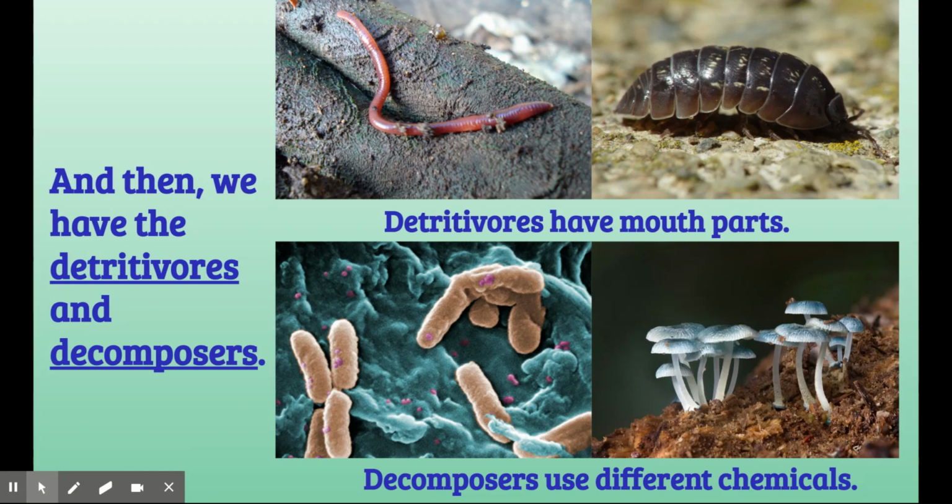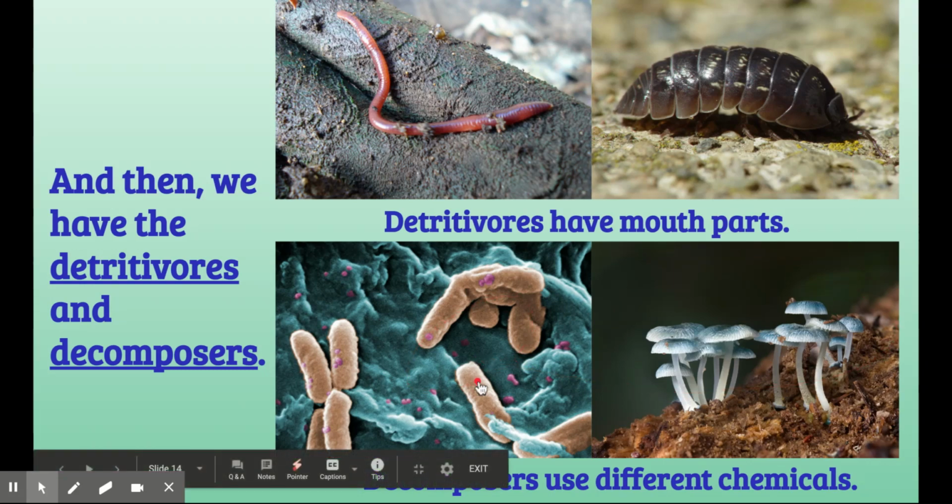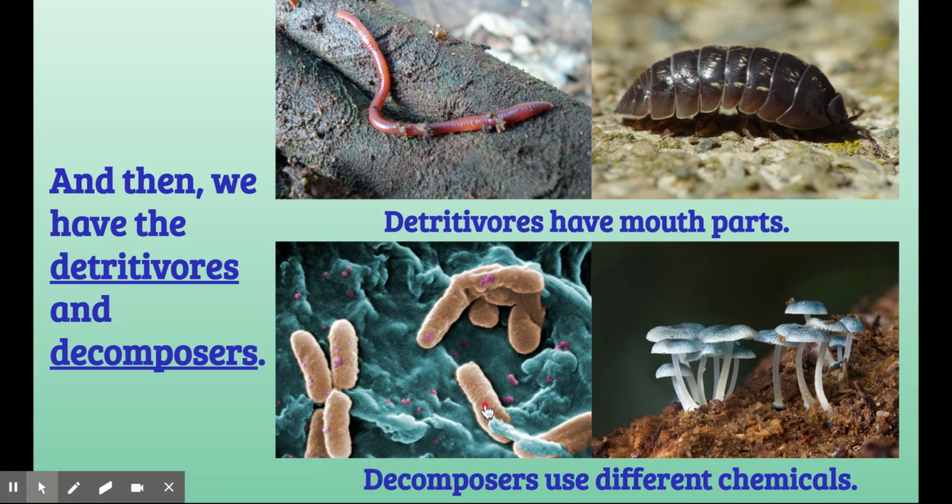So the earthworm has a mouth opening, and it also has an anus opening where it excretes, like it poops, right? And then the roly-poly on the side, these are called isopods. Sometimes they're called pill bugs, sometimes they're called sow bugs, but they actually have mouth parts where they can consume their food. So they are sometimes called decomposers, but to be very specific, they are actually detritivores because they have mouth parts.